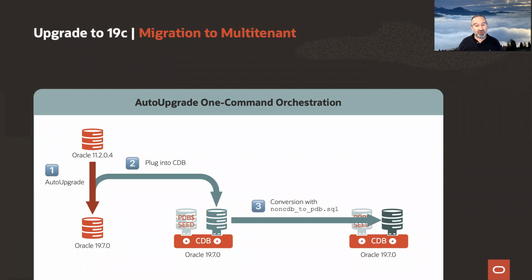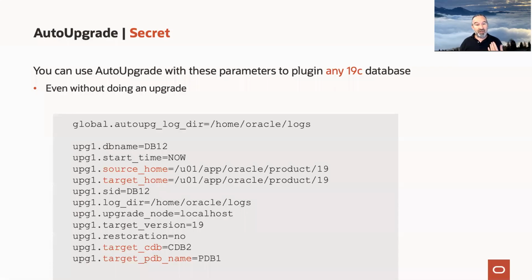The only thing you need to do is this CDB in the middle of my slide, this container database. You have to create that. AutoUpgrade doesn't do this for you. You create this and you tell AutoUpgrade to plug your database into that and then run, in the last step, the conversion script. For that purpose, we have tweaked or added parameters to the config file, but AutoUpgrade can do even more. And this is a secret. It's not a real secret because it's on my upgrade blog already, but it's not really pointed out in the documentation yet, as far as I know.